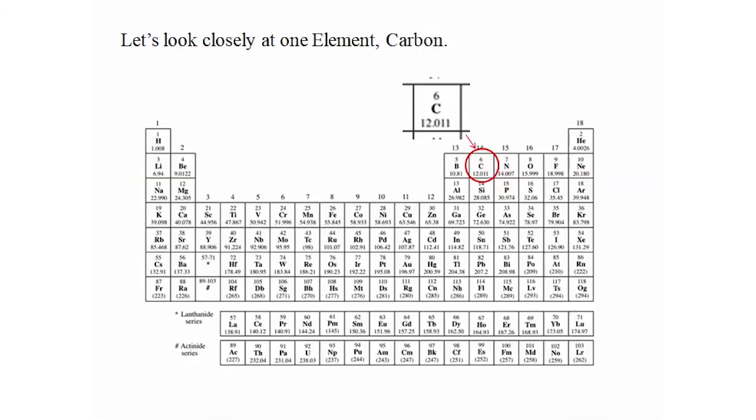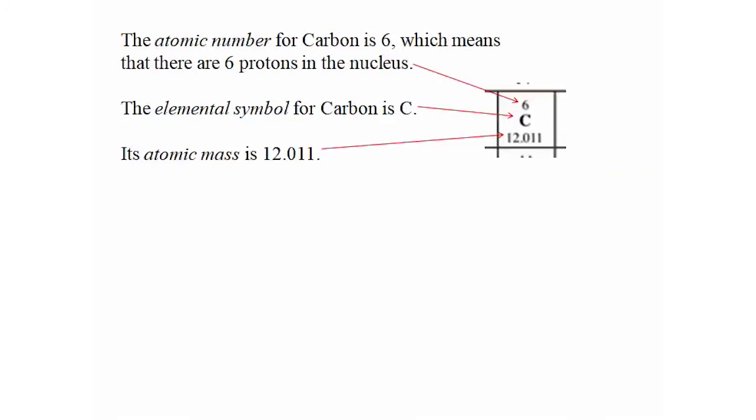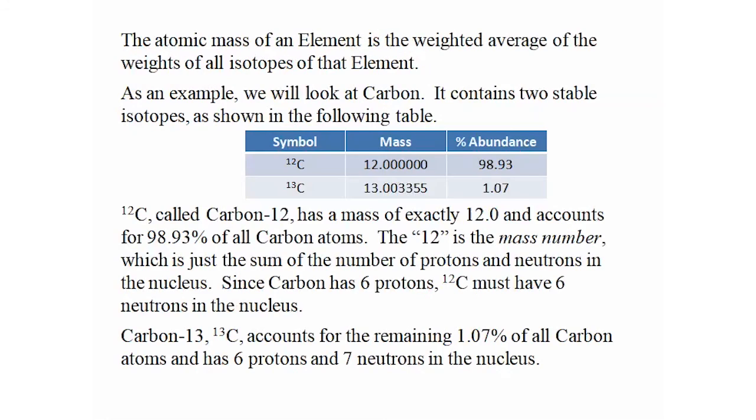Here we have a slightly closer look at the periodic table, and we will look closely at one element, carbon. The atomic number for carbon is 6, which means that there are 6 protons in the nucleus. The elemental symbol for carbon is just the capital letter C, and the atomic mass of carbon is 12.011. The atomic mass of an element is the weighted average of the weights of all isotopes of that element. That may seem confusing, but we will clarify this soon.